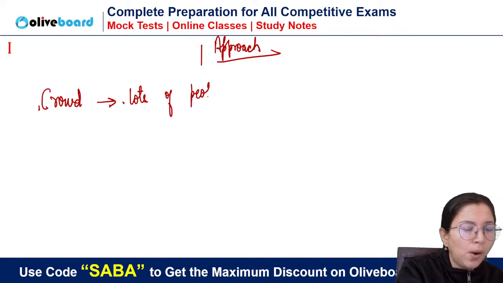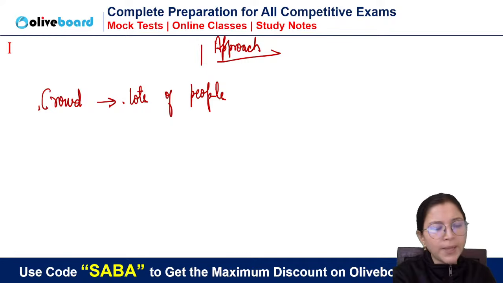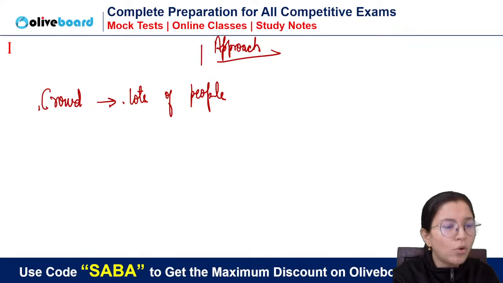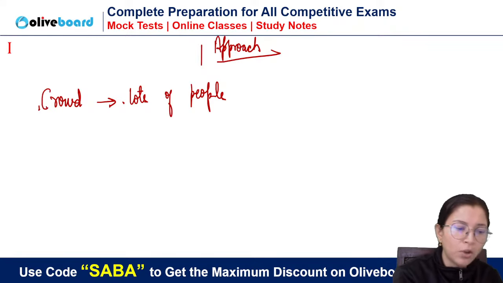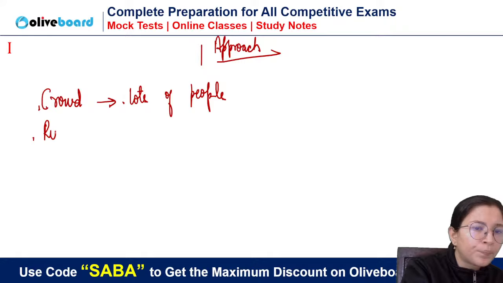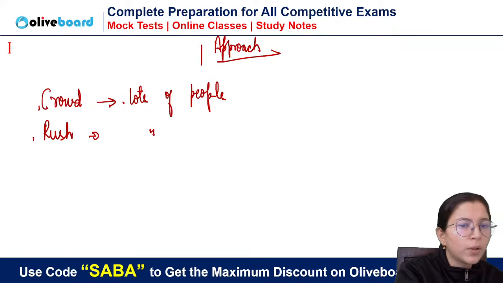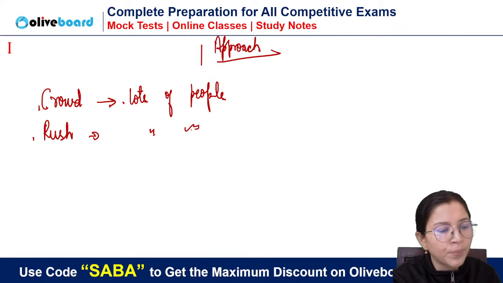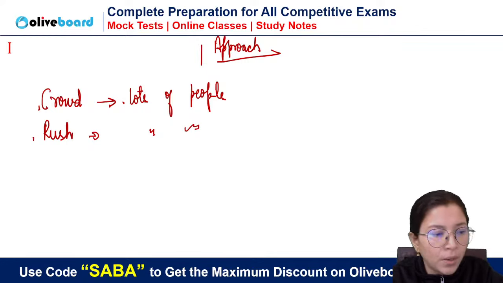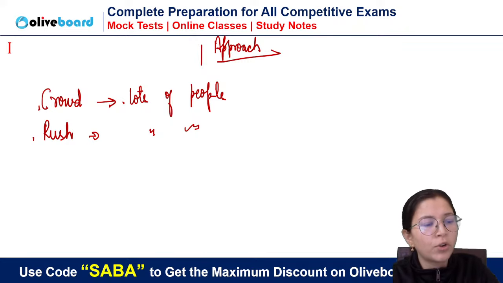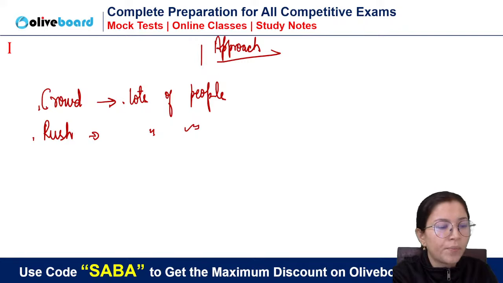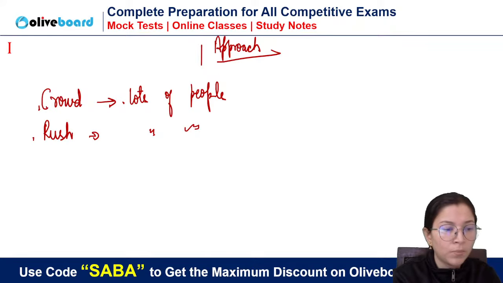Lots of people, right? Guys, please reply. Whatever you know, please reply. So crowd we call to lots of people, okay? Gathering of people, right? You know rush also. Rush is also lots of people. If I say contextually, so rush is also same. Is there any difference between crowd and rush? Who will tell me? See, I'm not discussing very tough things. I'm discussing very basic, very simple, very logical thing.